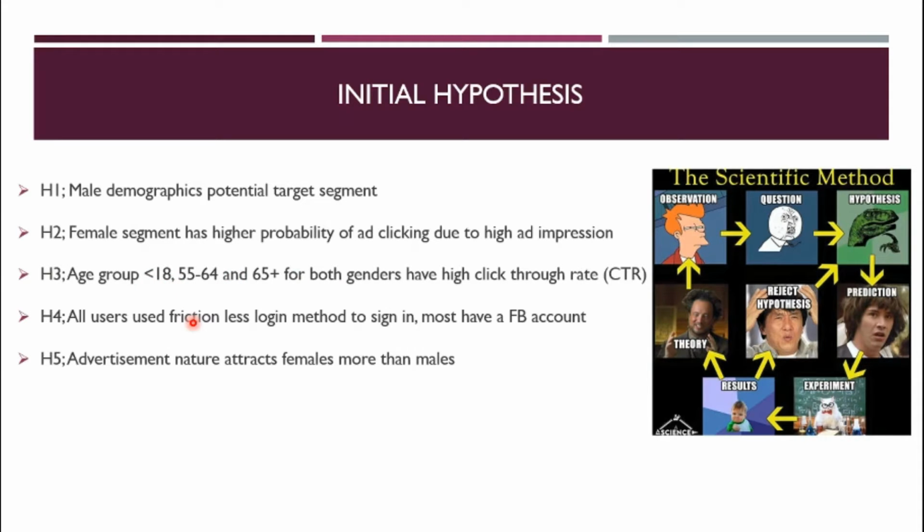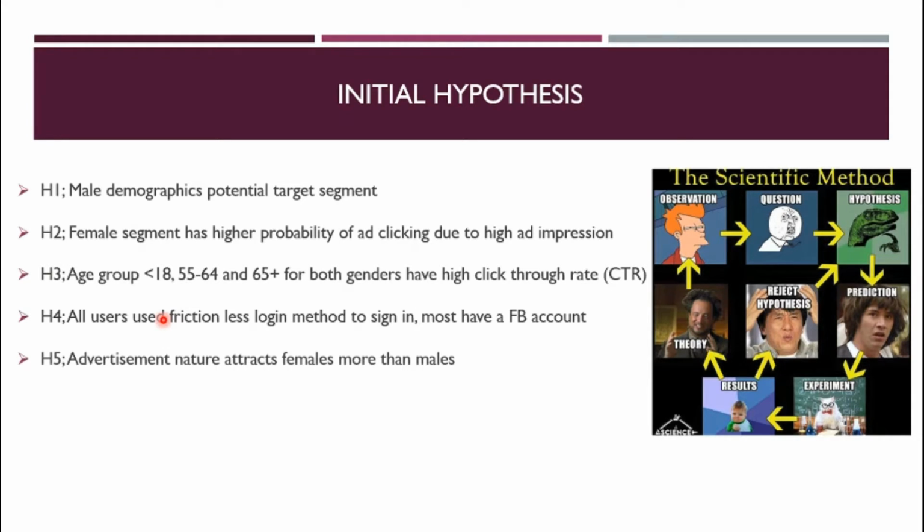The third hypothesis is that the age groups below 18, 55 to 64, and 65 plus for both genders have a high click-through rate. The fourth hypothesis is that all users use the frictionless login method to sign in, such as with a Facebook account. Frictionless login is when you have already logged into Facebook, then move on to another page and it asks you to sign in with Facebook or maybe a Google account, and you just click it. Since you're already logged into Facebook, it automatically logs you onto that account. So basically, most of them had a Facebook account which they were already logged into.